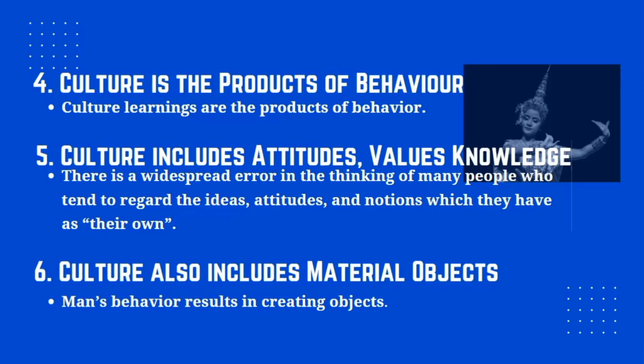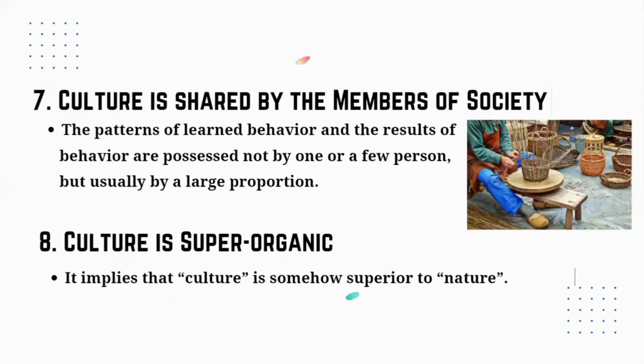Number 6, culture also includes material objects. Man's behavior results in creating objects. So these are the cultural objects, the arts. Examples could be the houses, the implements, the artifacts, or the things that we can touch and see. Number 7, culture is shared by the members of society.